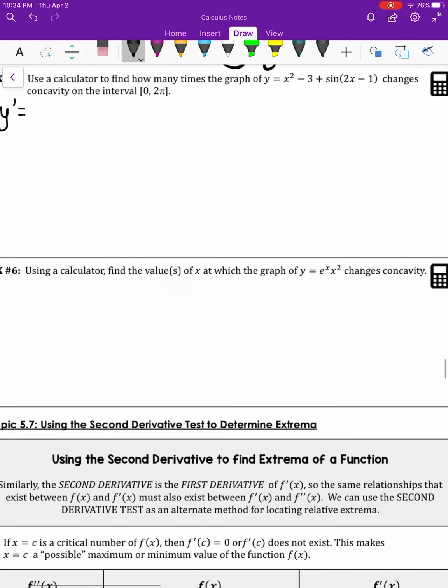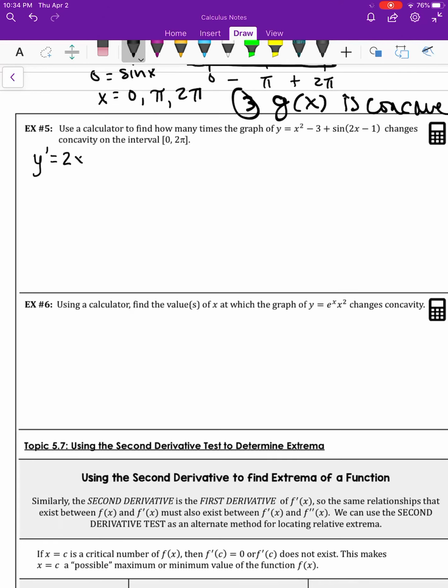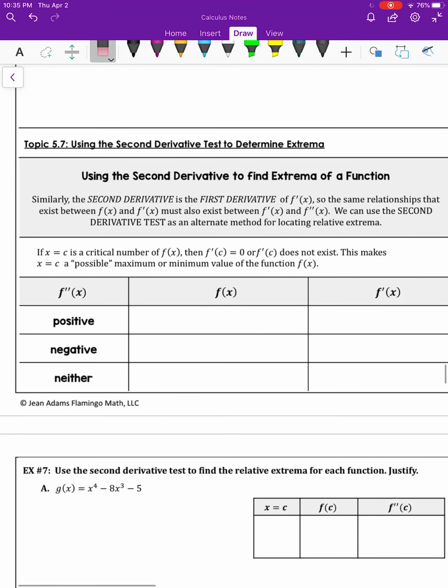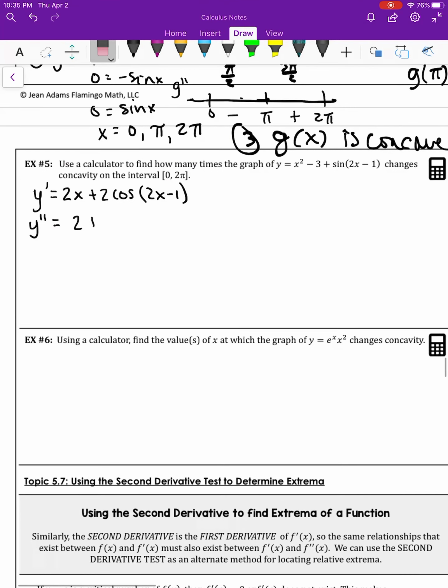So if I was finding that first derivative, 2x, the derivative of negative 3 is 0, and then the derivative of sine 2x minus 1 is going to be 2 cosine 2x minus 1, using the chain rule. And then I found the second derivative. So 2, I was going to say plus, but then I realized that the derivative of cosine is negative sine.